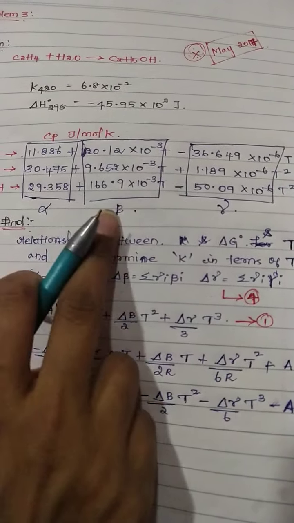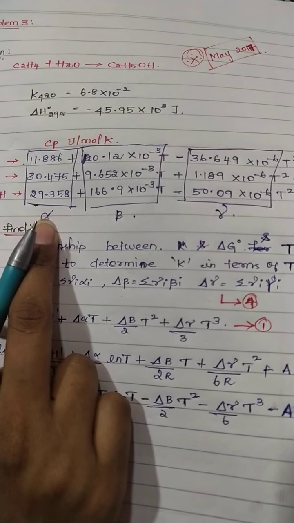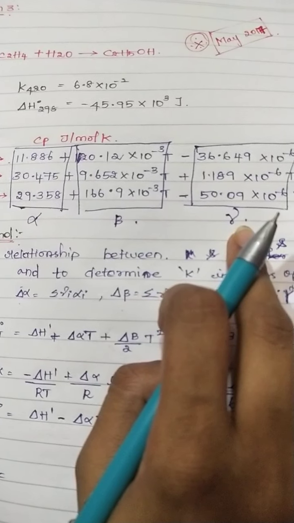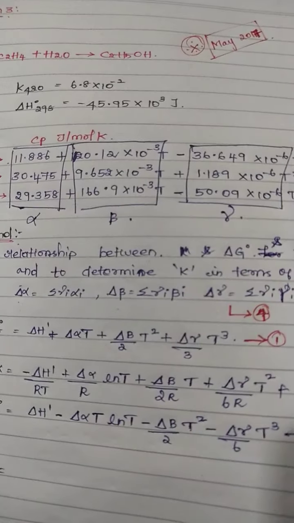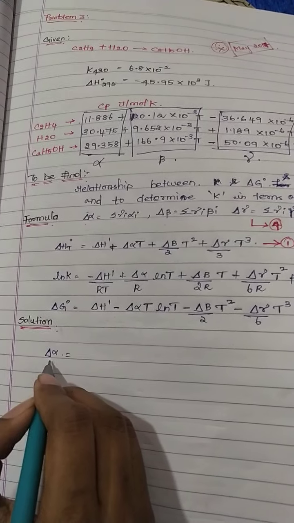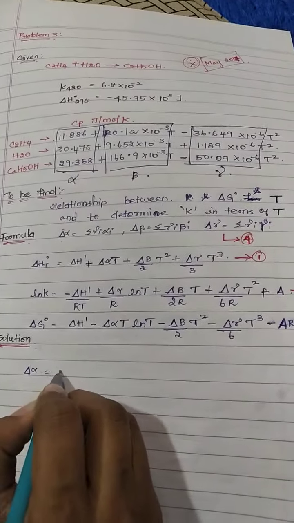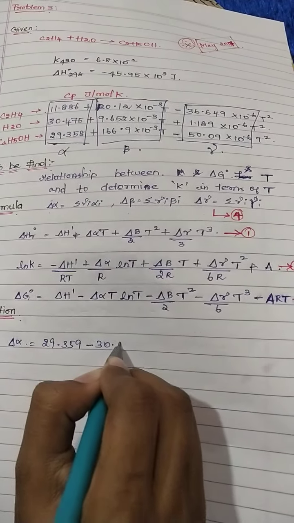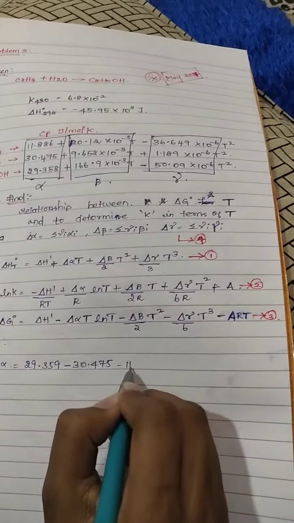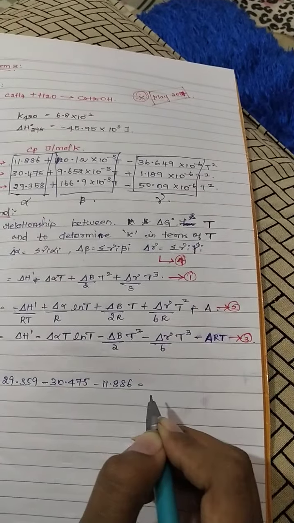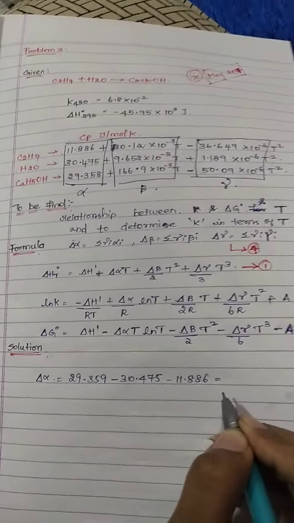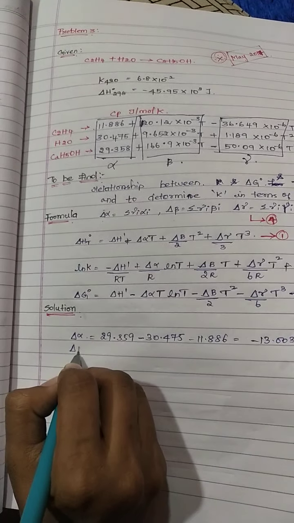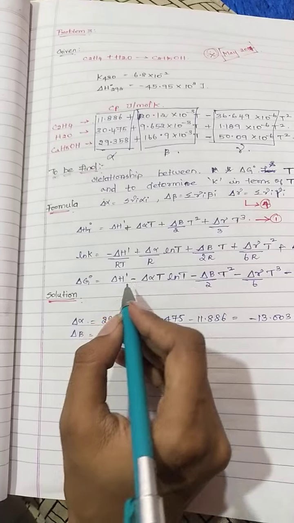Am I clear? So this is how you need to find. Alpha is the one which is constant, beta is the one which is the coefficient of T, and gamma is the one which is the coefficient of T square. Okay, am I clear? So I am going to find del alpha, that is product minus reactant, 29.358 minus 30.475 minus 11.886, which will be equal to minus 13.003.